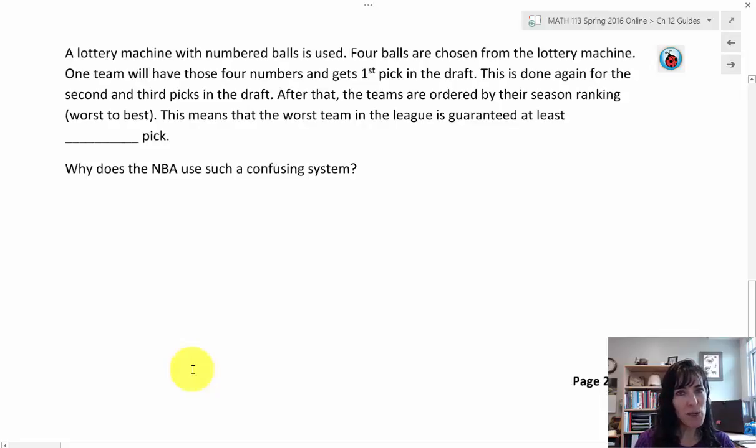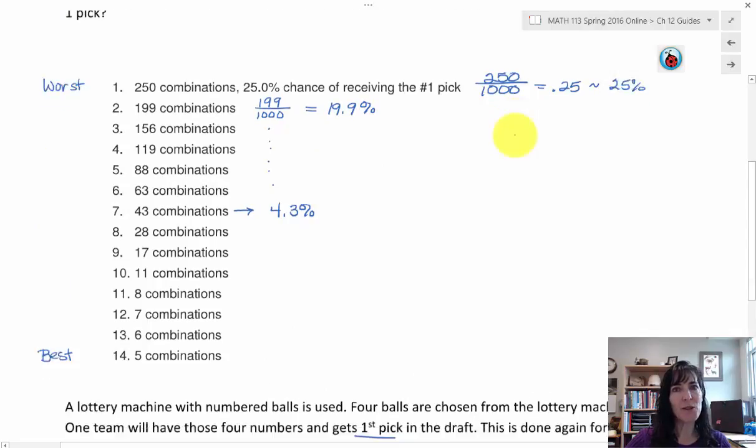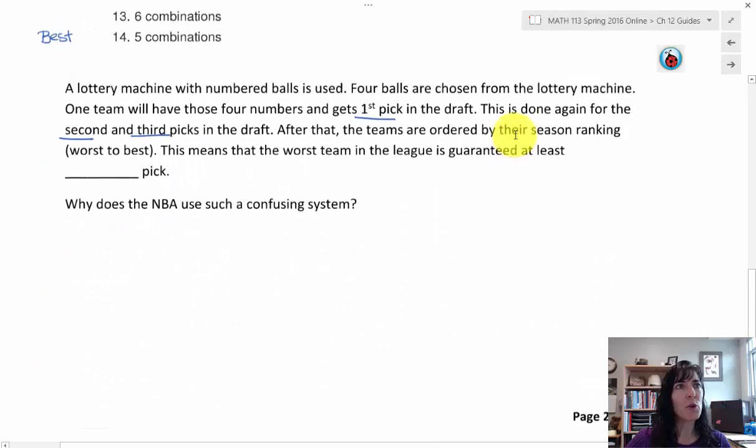Well, they do it again for second pick, and they do it one more time for third pick. First and second and third picks. So that's important. Then they do second, and then they do third. And each team has more balls if they have a worse record. So really, the worst team has the best chance of getting draft pick number 1, but they aren't guaranteed it. Remember, if we look back up, they had a 25% chance of getting that draft pick. So first, second, and third are picked that way.